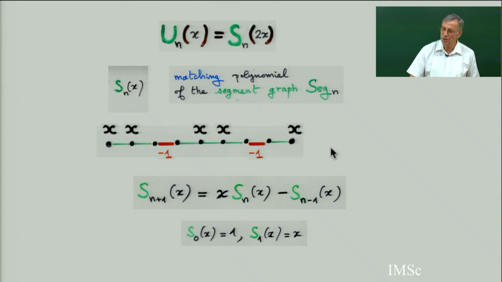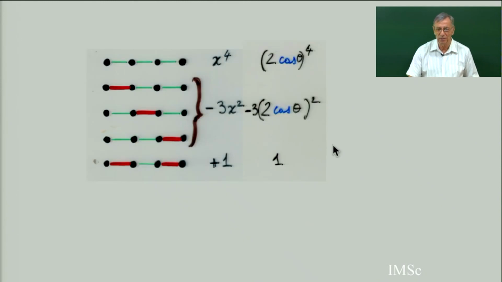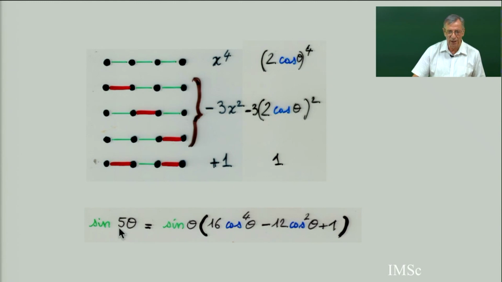So when I was a kid in college, we had to learn about cosine, sinus 5 theta, sinus 3 theta, sinus 4 theta, all these trigonometric formulas. Now you can impress your kids very easily. Okay, you want to compute sinus 5 theta? Take a segment of length 4, take all possible diamonds. This is the matching polynomial of this segment graph. Here you have x4, you have 3 terms for x2, here you have 1 term, and then you replace x by 2x, and x is cosine theta.